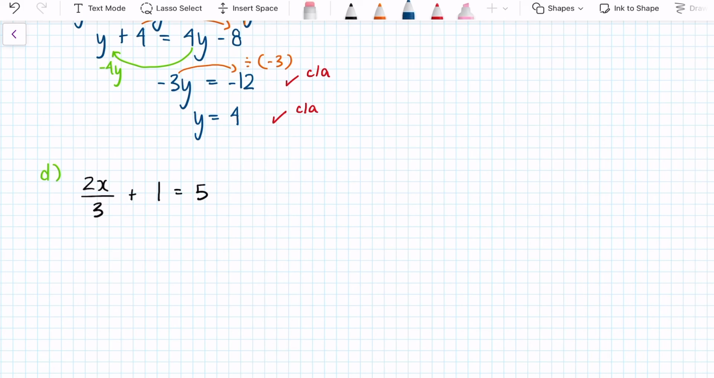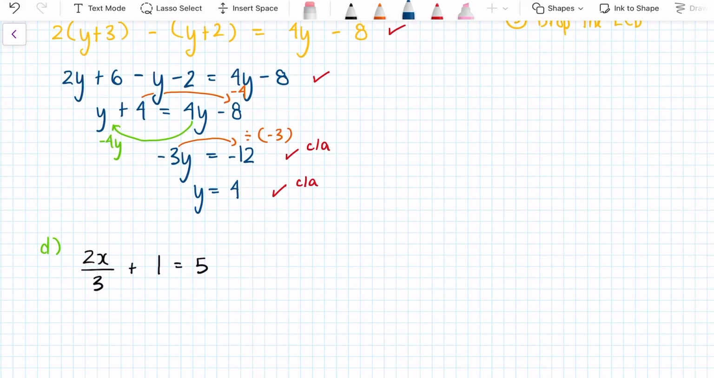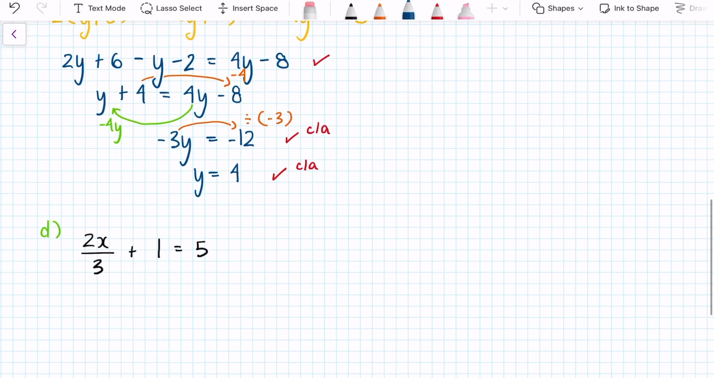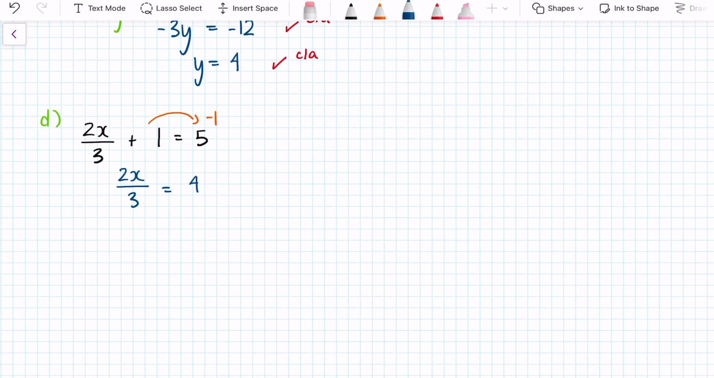Okay, here. This question is different. Yes, it's a fraction, like we had fractions up here, except the variable only occurs in one term. So we can actually treat this like we did question A, where we're just going to isolate the variable. So to isolate the variable, this 1, which was being added, must get subtracted. And that then leaves me with 2x over 3 equals 5 minus 1, which is 4.